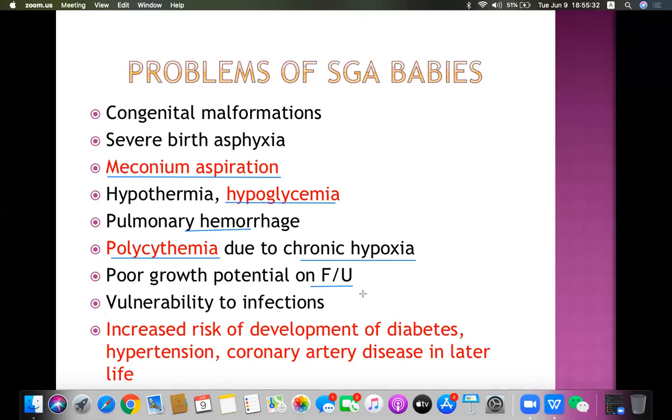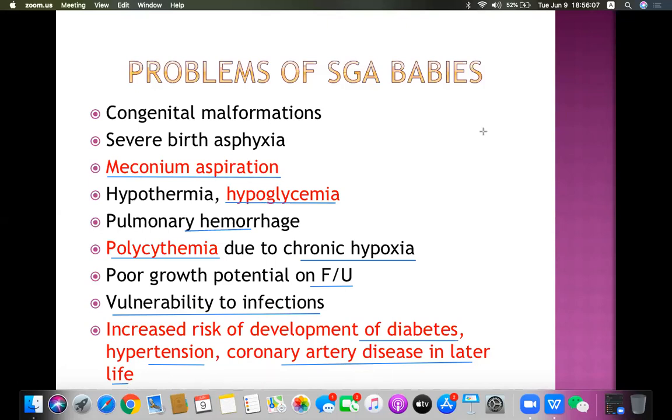They can catch up with the normal newborns of the same age by 2 years of age; it will take almost 2 years to catch up with the normal full-term baby of the same age. They are quite vulnerable to infection. And a very, very important point: there is increased risk of development of type 2 diabetes, hypertension, and coronary artery disease in later life if you are born as an IUGR baby.